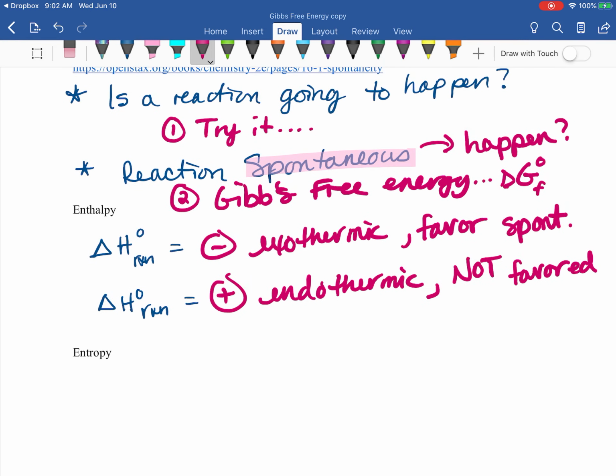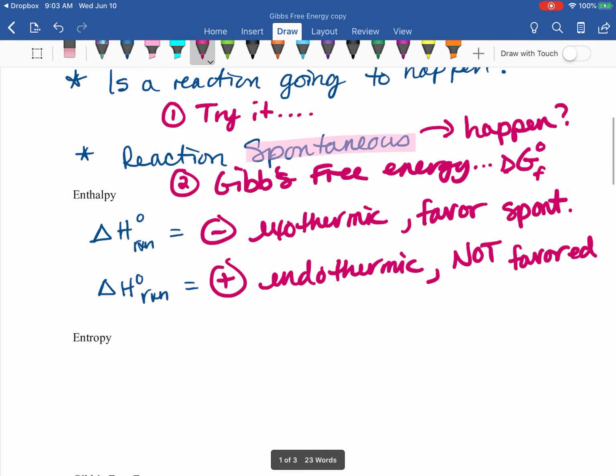So anytime you see an exothermic reaction, that is favored. Anytime you see an endothermic reaction, that is not favored. Okay, but wait a minute, Dr. Morty, we just learned in the last video, what if we take an ice cube and we set it out on the counter at room temperature? It's going to melt. That, my friends, is a spontaneous process. That ice cube is going to melt, and you didn't do anything to it. You just sat there and watched it. But yet that process is endothermic.